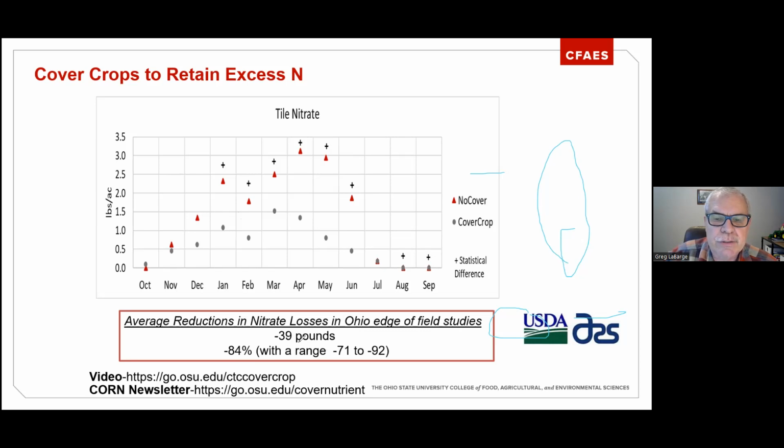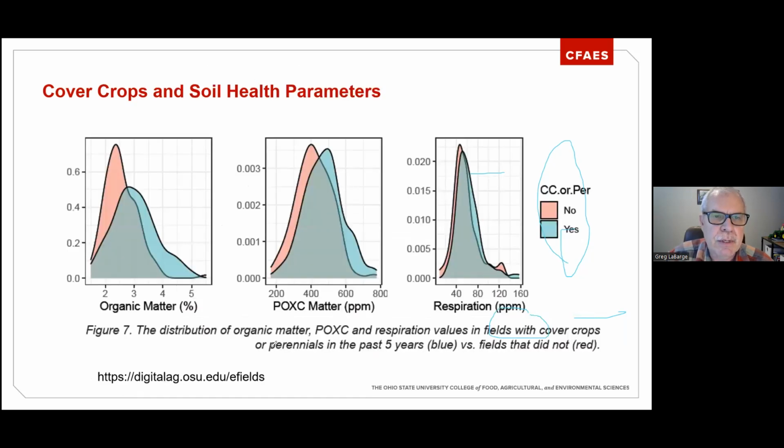We're seeing reductions, and this is reducing by 84% the amount of nitrate loss going downstream. And cover crops, we've done some work to try and evaluate what that means from a soil health standpoint. This is a set of data where we went out to fields that had a history of cover crops versus those that did not have a history of cover crops, took soil samples. I think there were 120, 140 fields in this database.